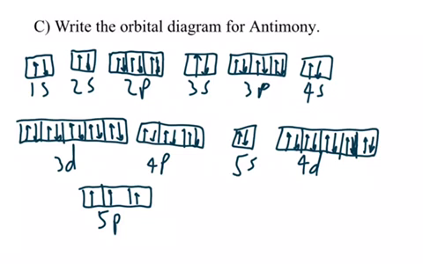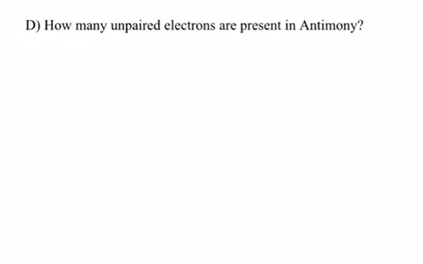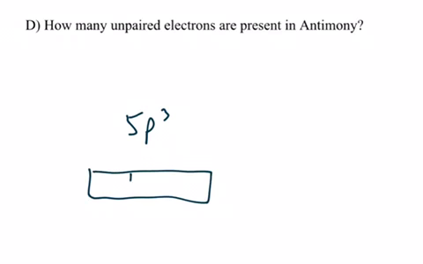Okay? Make sure you label your boxes, and you don't have to put superscripts. The arrows take place of the superscripts. Now, how many unpaired electrons are present? If you recall, the last box was a 5p3. So when you drew your orbital diagram and you used Hund's rule, you had 1 arrow in each box. Okay? So when you count how many arrows are unpaired, the answer is 3 unpaired electrons.